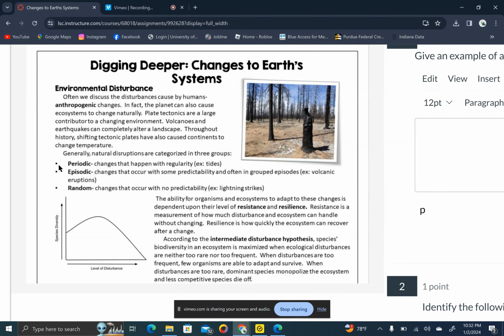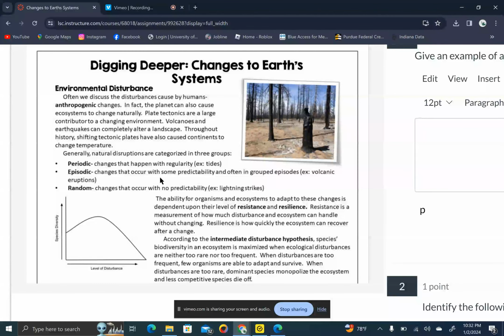So, first we have periodic changes. These are changes that happen regularly. We can easily predict them. We know when they're going to happen. For example, ocean tides. We know when these are going to happen. They happen regularly, periodically.